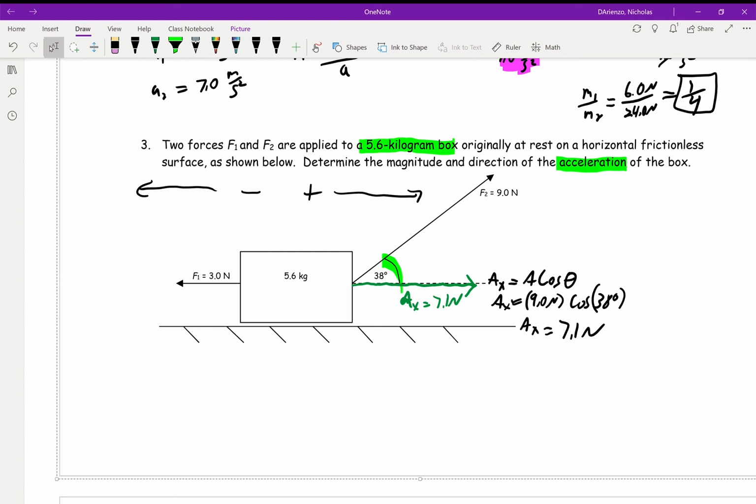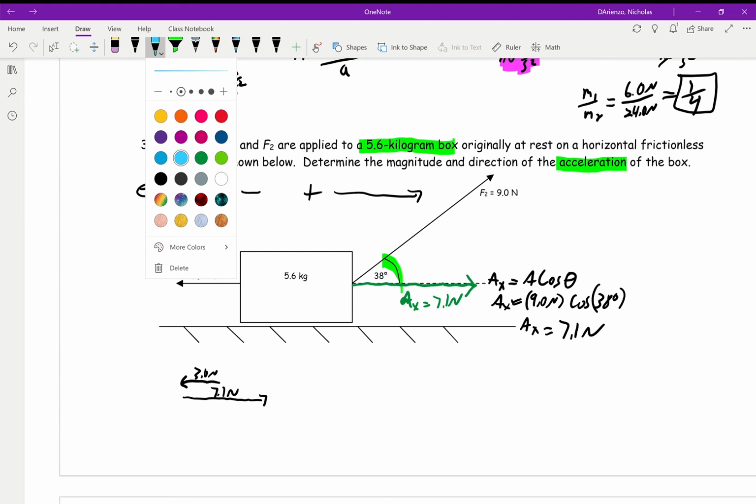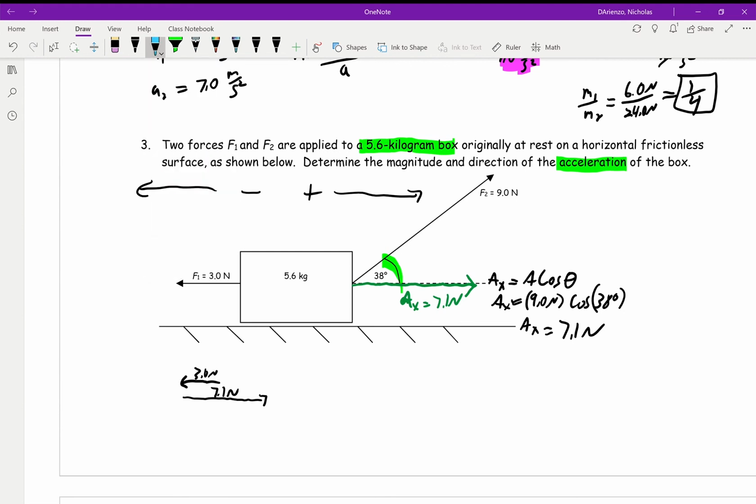Now this becomes a simple problem of vector addition of two vectors acting in opposite directions. So if we add these head to tail, we get our resultant. And I'll do this algebraically in a second. Our resultant looks something just like that.